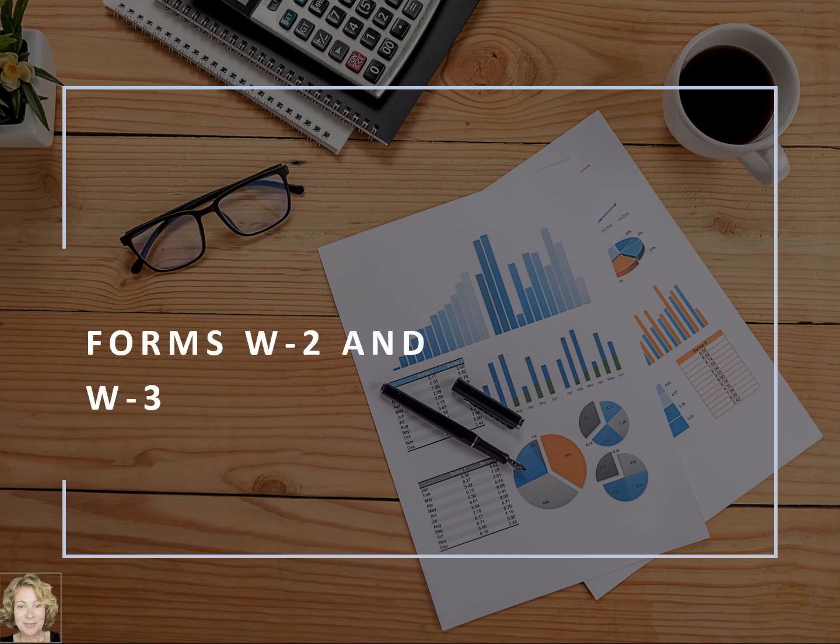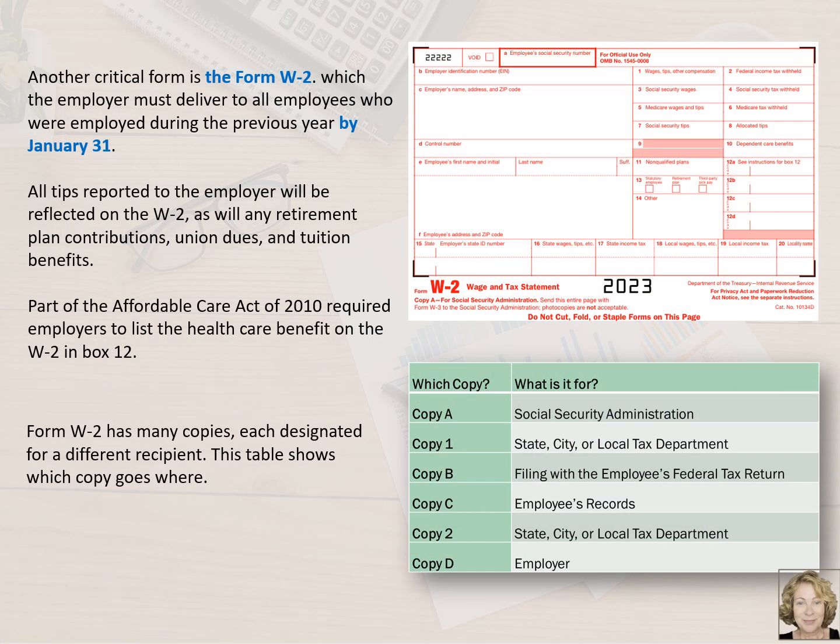Hello. In this video, we'll learn about Form W-2 and Form W-3 and what payroll accountants must do at year-end to complete these forms. A critical year-end form is the Form W-2, which the employer must deliver to all employees who were employed during the previous year by January 31st.